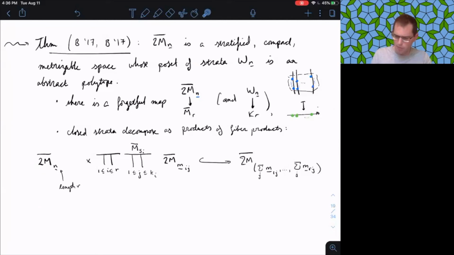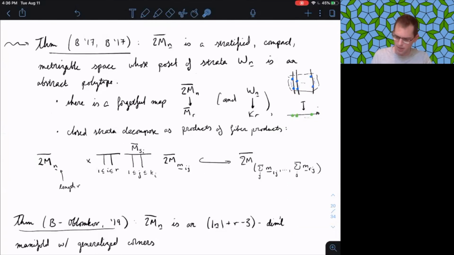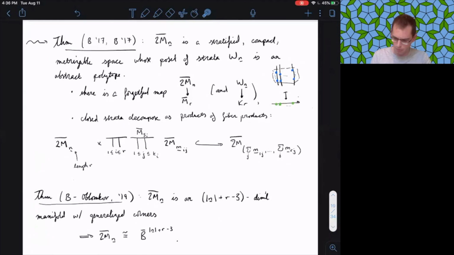And we can say something more about the structure of these spaces based on something I proved with Alexei Blomkov last year, which is that, moreover, they have a natural smooth structure as manifolds with generalized corners. A consequence of that is that they're topological manifolds whose interior is the main stratum, which is homeomorphic to a ball, and therefore the whole space must be homeomorphic to a closed ball. Great.